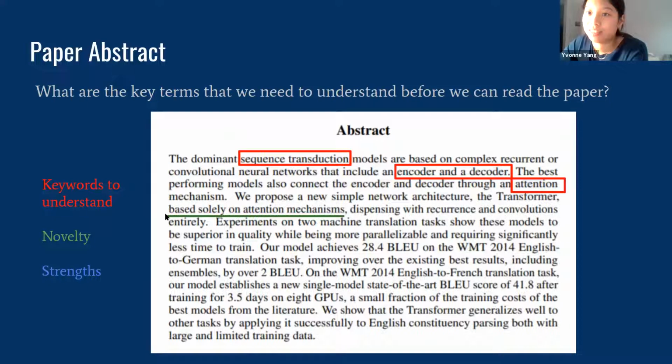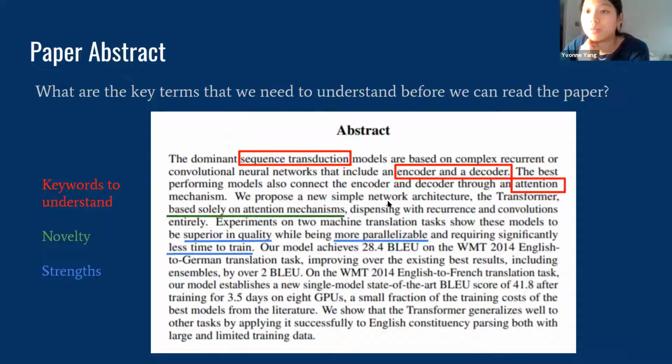So I underlined this as, what is novel about this paper? So that is a key point also. Experiments on 2 machine translation tasks show these models to be superior in quality while being more parallelizable and requiring significantly less time to train. And then the rest is sort of just their results.